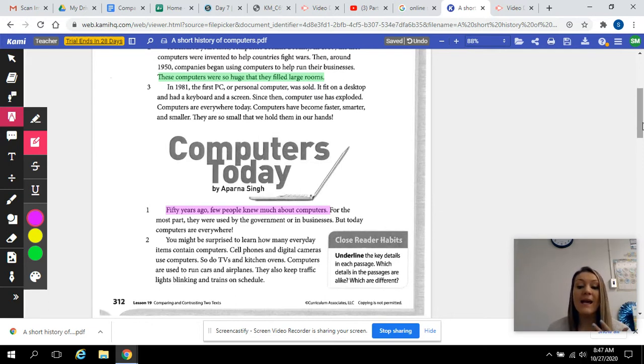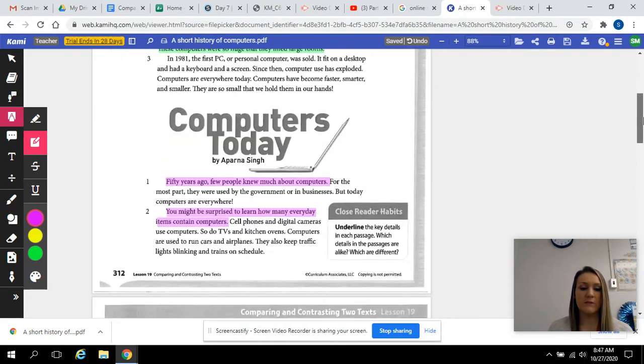Today, many items contain computers. Back then, they did not. But today, everyday items contain computers. That is another difference from back then. Okay, so I got two differences. I got two differences up here as well.